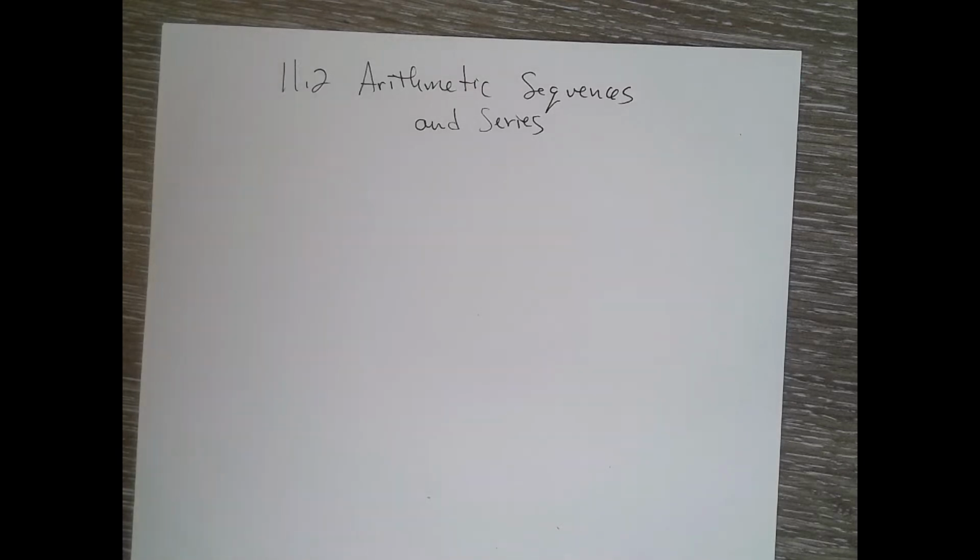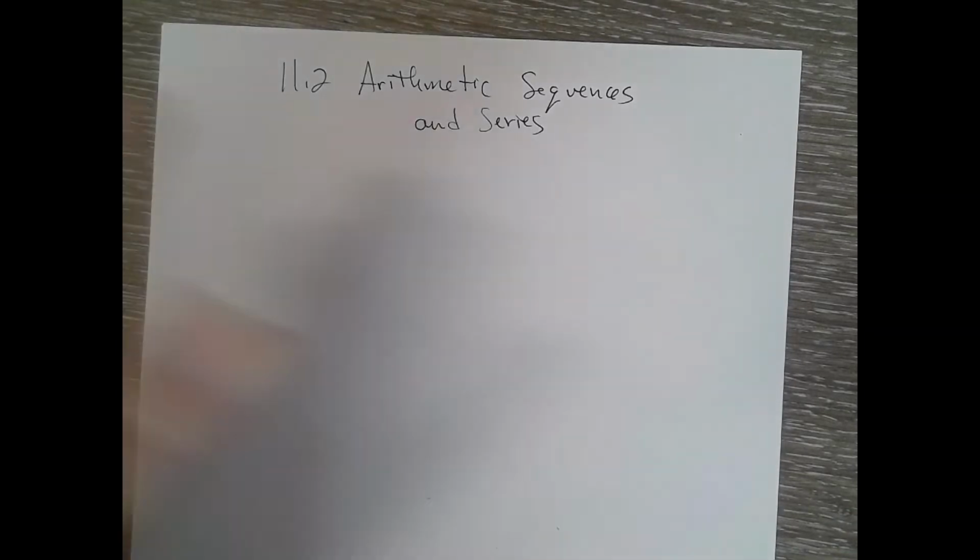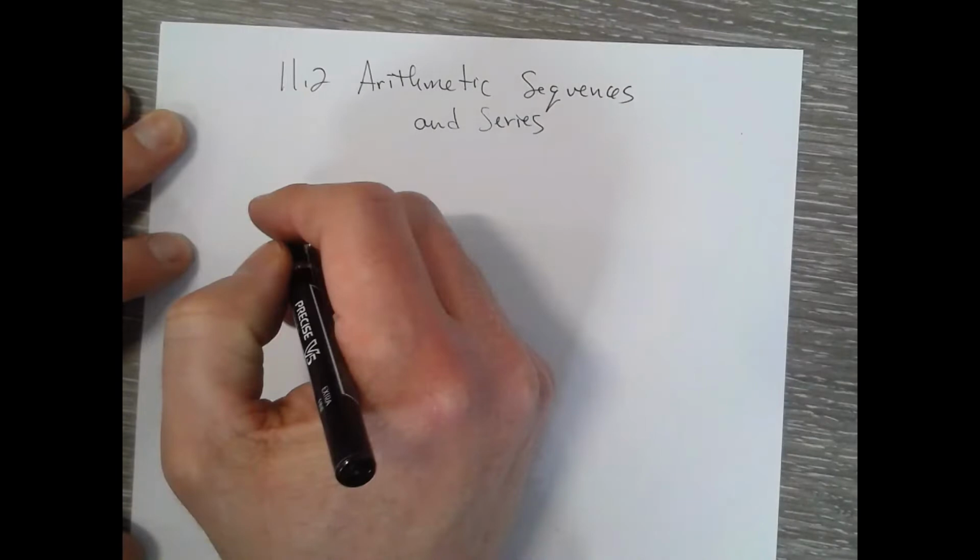All right, so 11.2 is specific to the arithmetic sequences. Like in 11.1, there were arithmetic sequences, there were geometric sequences. We talked about recursive sequences, all sorts of different things in 11.1. 11.2 only focuses on arithmetic sequences. So what's an arithmetic sequence?